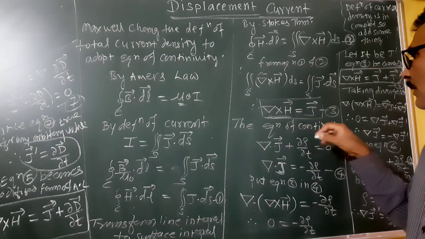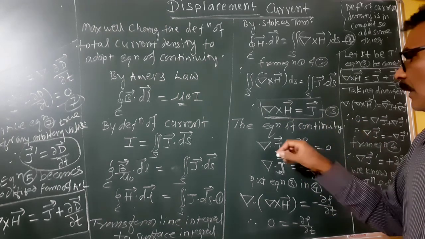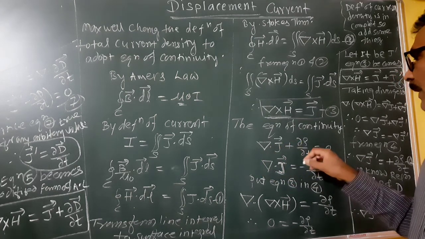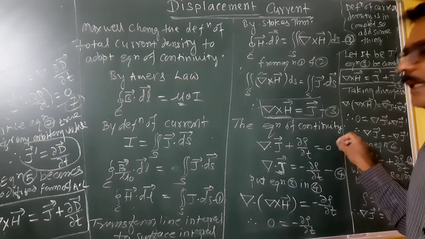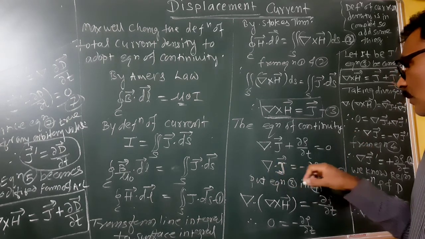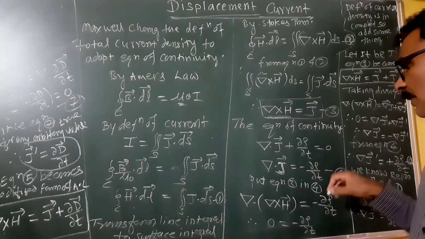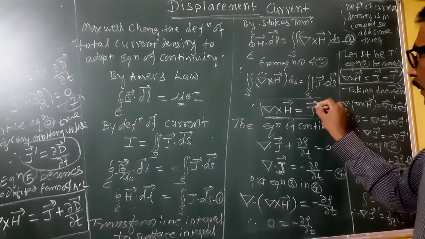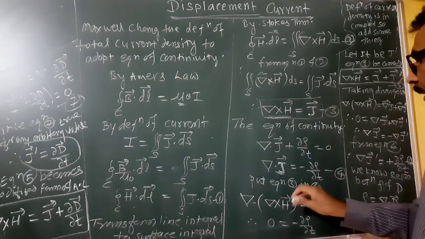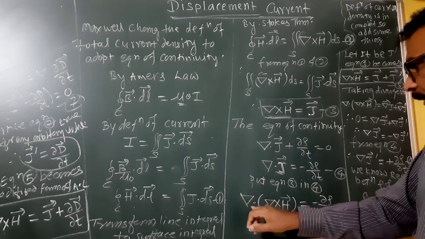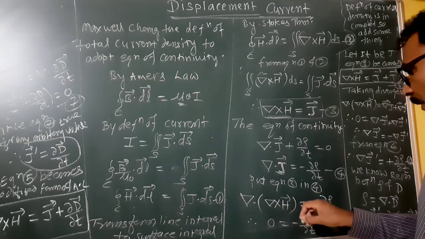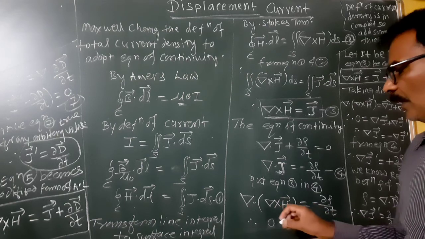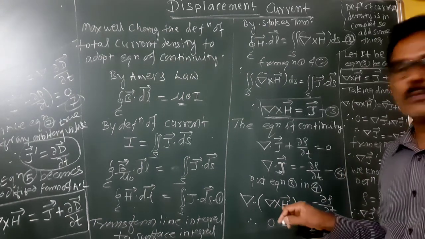Equation 3. Equation of continuity: divergence of J bar plus dou rho by dou t is equal to 0. We studied that in the last period. That is, divergence of J is equal to minus d rho by dt. Equation 4. Put equation 3 in equation 4. We have the value of J from 3; substitute it in 4. Divergence of curl of H bar is equal to minus d rho by dt, and then we use a very important property: divergence of curl is equal to 0.